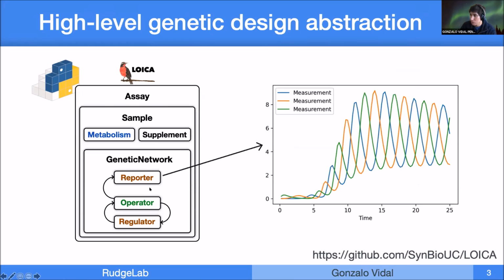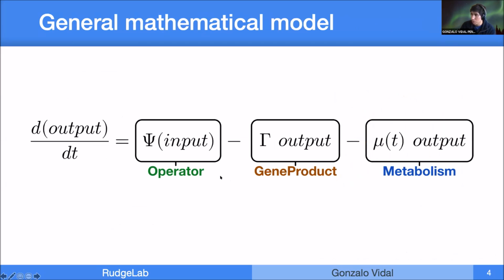This is very, very simple. It has an operator. It has gene products that could be regulator and reporter, a genetic network, a metabolism, supplement, sample, and assay. And with this, you can generate ODE models of the dynamics of your genetic circuit or network. We use genetic network because we think that genetic circuit is a subset of genetic network. So you're more free to use anything here outside of the circuit analogy. So the general mathematical model has a production term, which is phi. This is the gene expression of the operator. We have gamma, that is the degradation rate of the output, and the instantaneous growth rate that dilutes the output or the protein that they're producing.